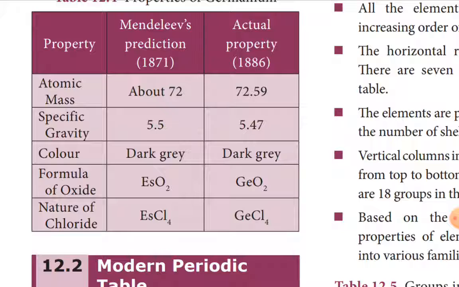So Mendeleev left vacant places for new elements which were going to be discovered later on. He also predicted the atomic mass, specific gravity, color, formula, and chloride. All of these were predicted by Mendeleev, and were more or less similar to the newly discovered elements.